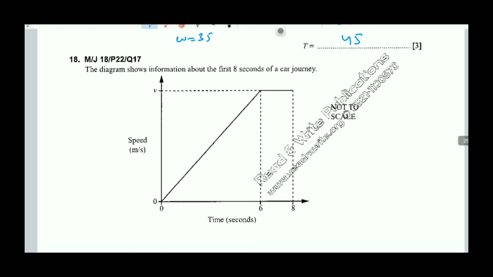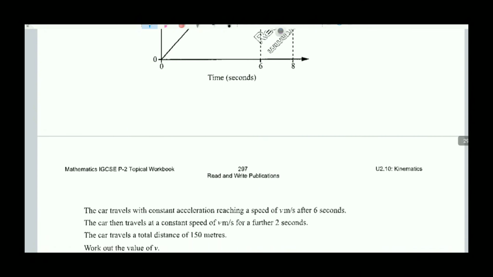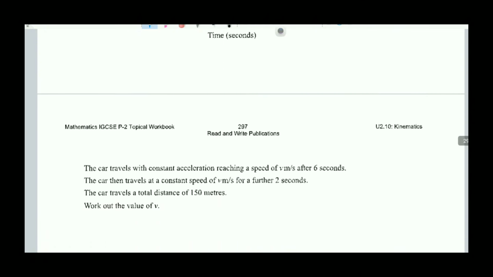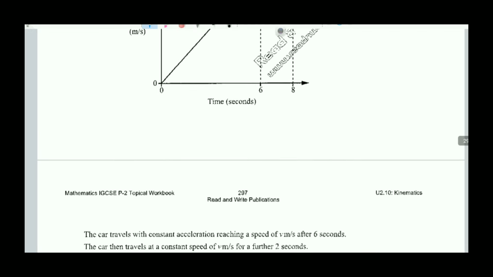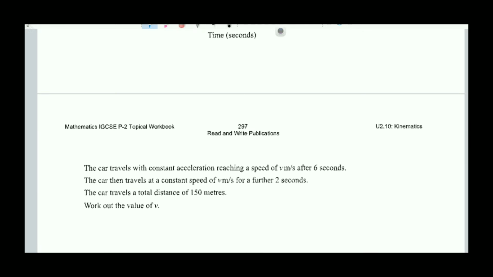Next question is, what do we have to find here? Work out the value of V. V we have to find actually. So what is given here? The car travels a total distance of 150 metres. The car travels with constant speed for 6 seconds. The car travels at a constant speed for a further 2 seconds. The car travels a total distance of 150 metres.